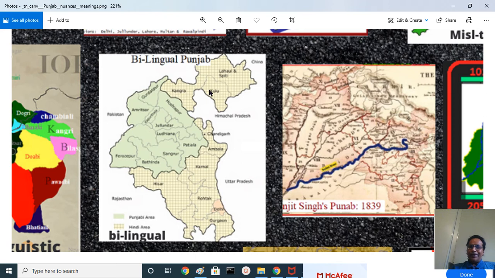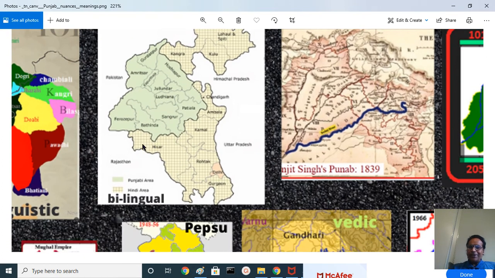So Kangri language and Pahadi languages are spoken in this area. They are also considered a part of Hindi dialects. Like in the southern part, Hisar and Sirsa and Bhiwani and Mahendragarh, Narnaul, Gurgaon, Faridabad, and Rohtak, Jhajjar, and Karnal, Thanesar, Ambala, Jagadhri, and all those. This is bilingual Punjab. Punjab that survived as a political entity from 1956 to 66, before bifurcation or trifurcation.